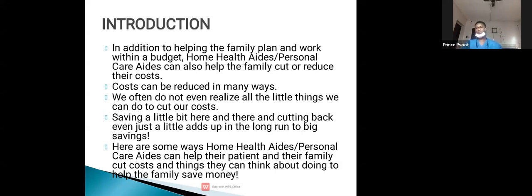And here are some ways as home health and personal care aides that we can help our patients and the family to cut their costs and increase their savings. So here you help the family to what? To have, call it, saved money.